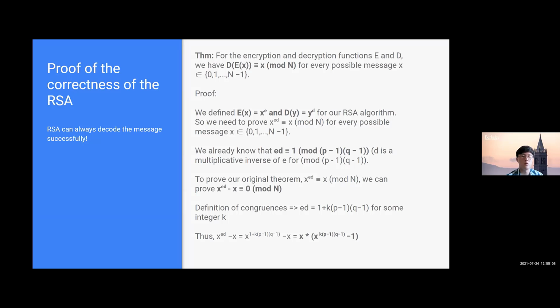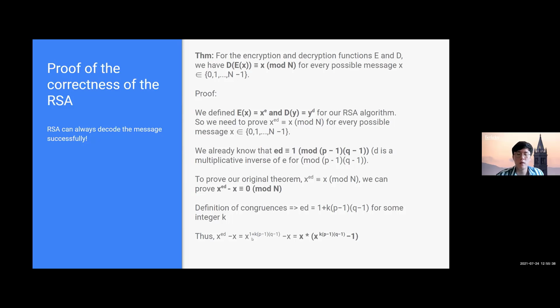So we're going to use FLT, and we're going to rearrange our equation a little bit. So x to the ed is congruent to x can be modified by using the subtraction property: x to the ed minus x is congruent to x minus x, which is 0 over mod n. So by the definition of congruences, we already know that ed is congruent to 1 mod (p minus 1)(q minus 1). So you can express ed as a sum of 1 and some integer multiple k times (p minus 1)(q minus 1).